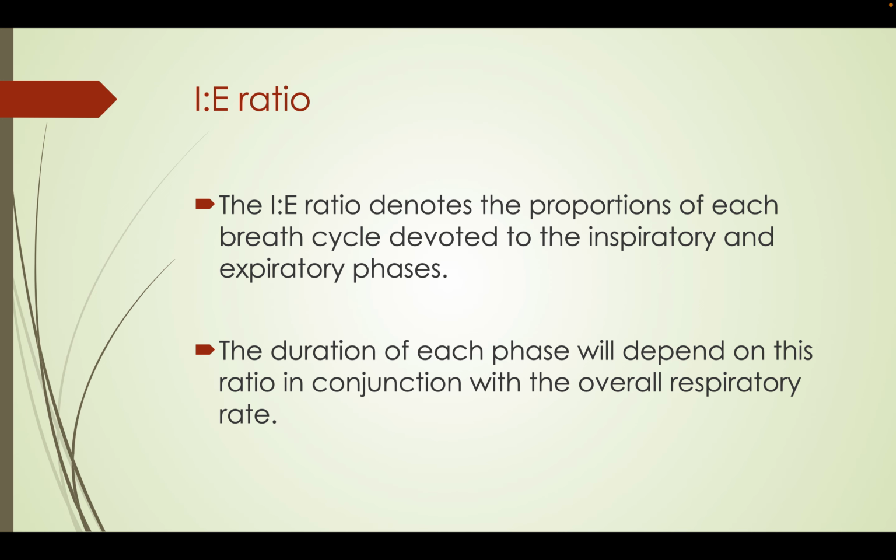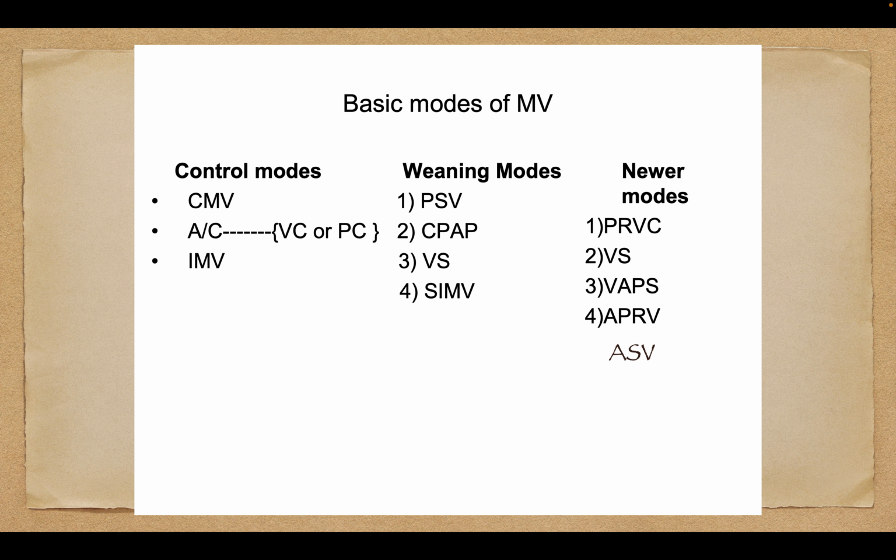The I:E ratio denotes the proportions of each breath cycle devoted to the inspiratory and expiratory phases, and the duration of each phase will depend on this ratio in conjunction with the overall respiratory rate.